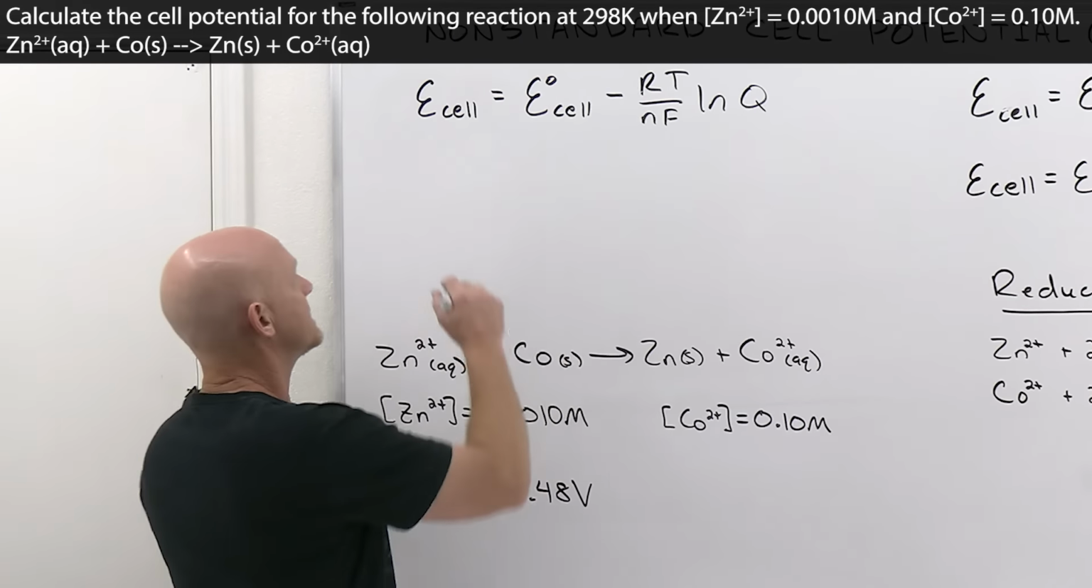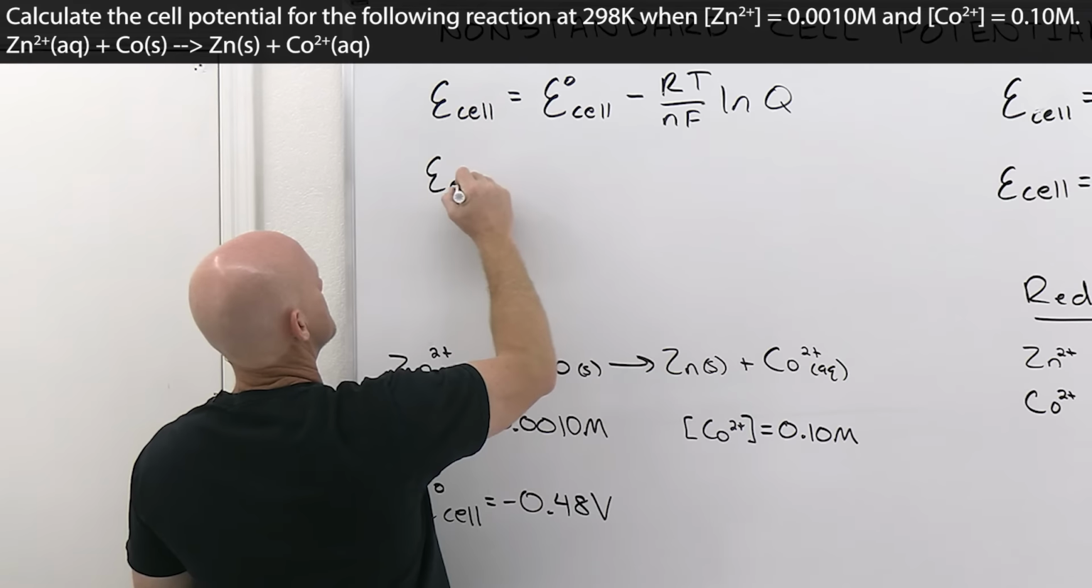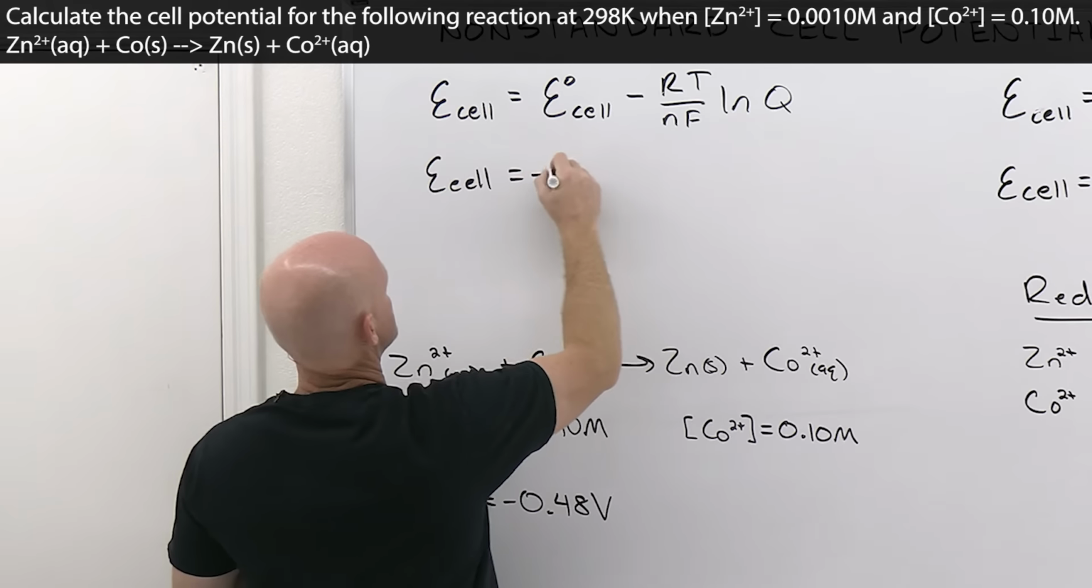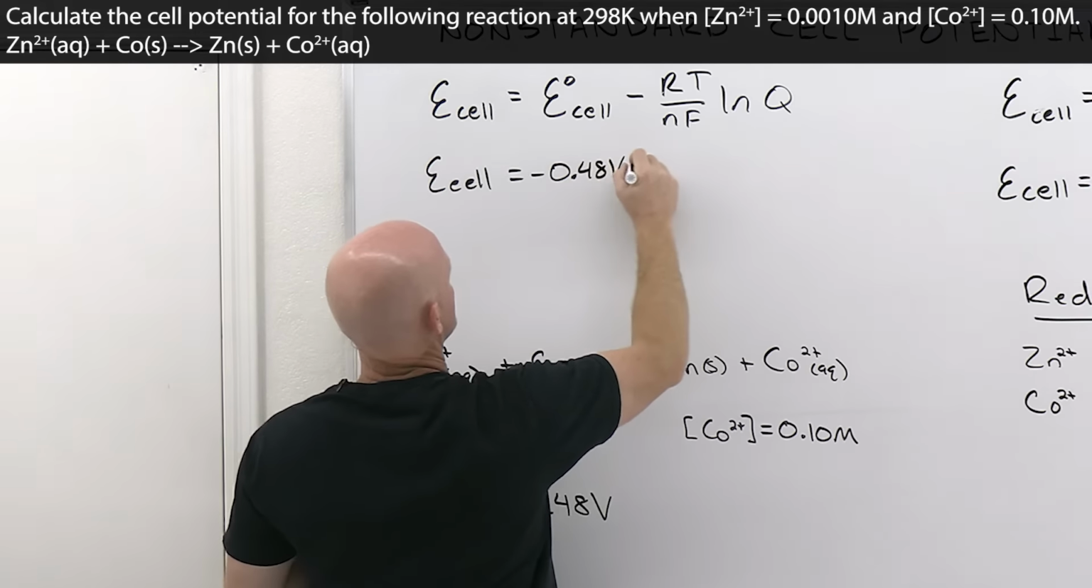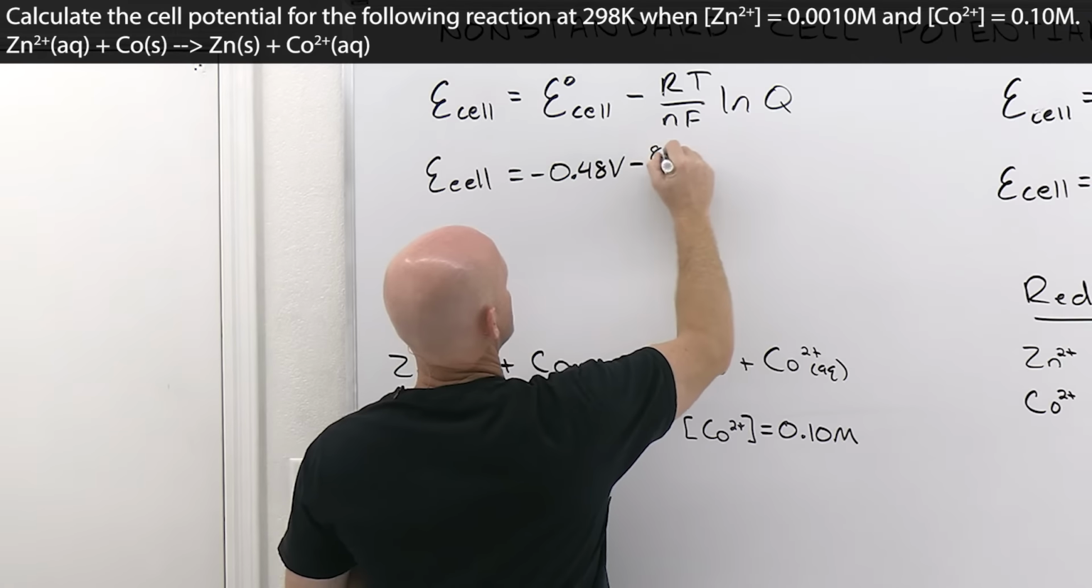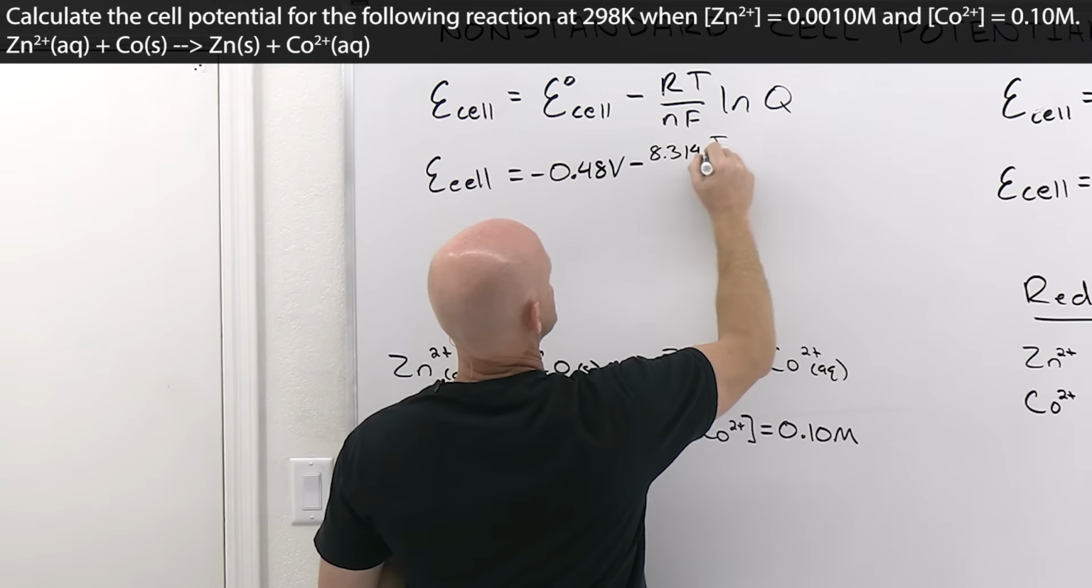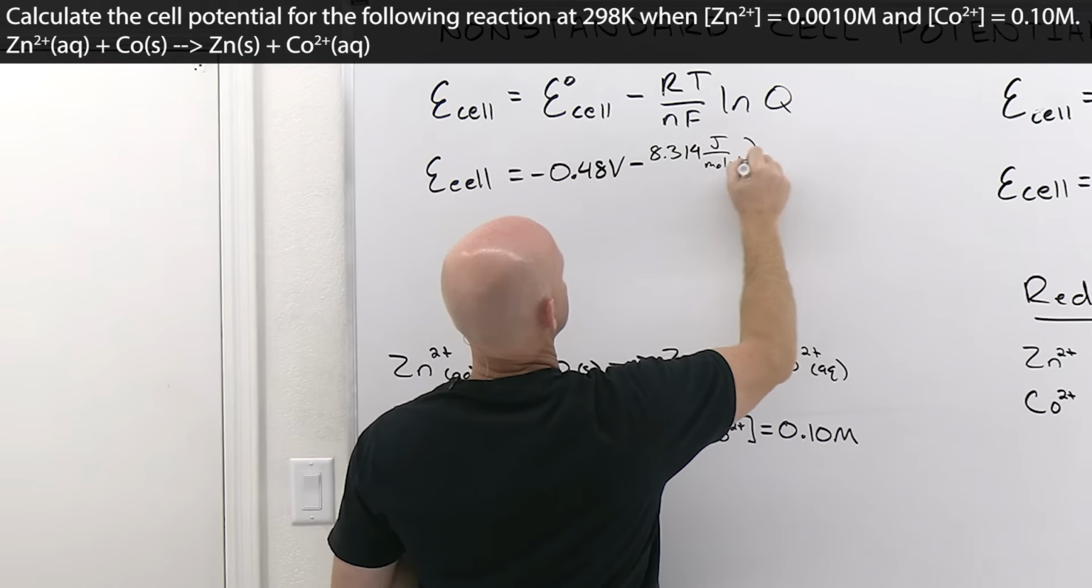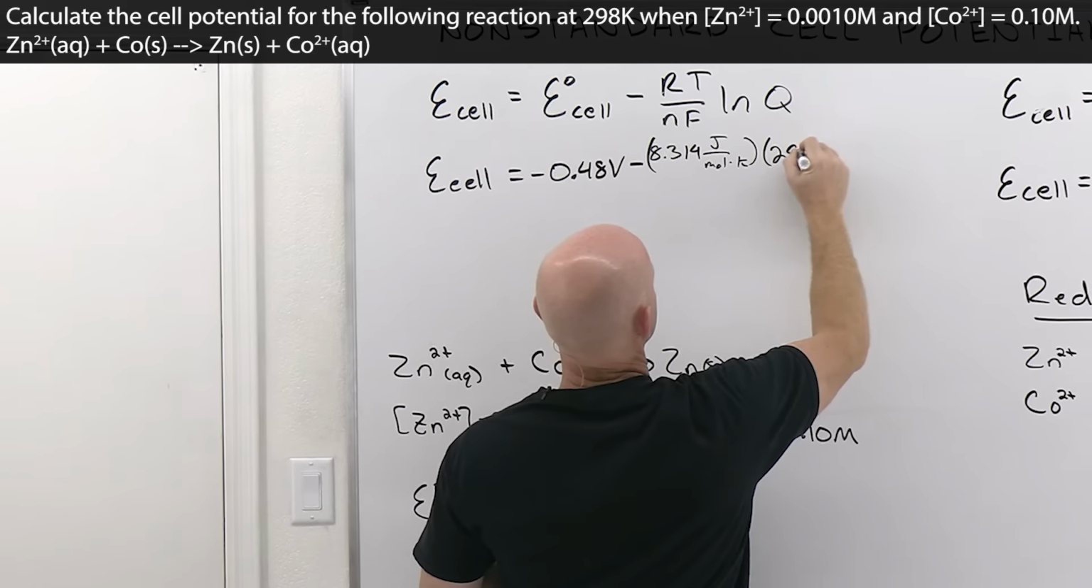And so now that we've got E standard, now we can do the rest of the calculation, adding in this fudge factor. R again is 8.314 joules per mole Kelvin. Temperature is given as 298 Kelvin.